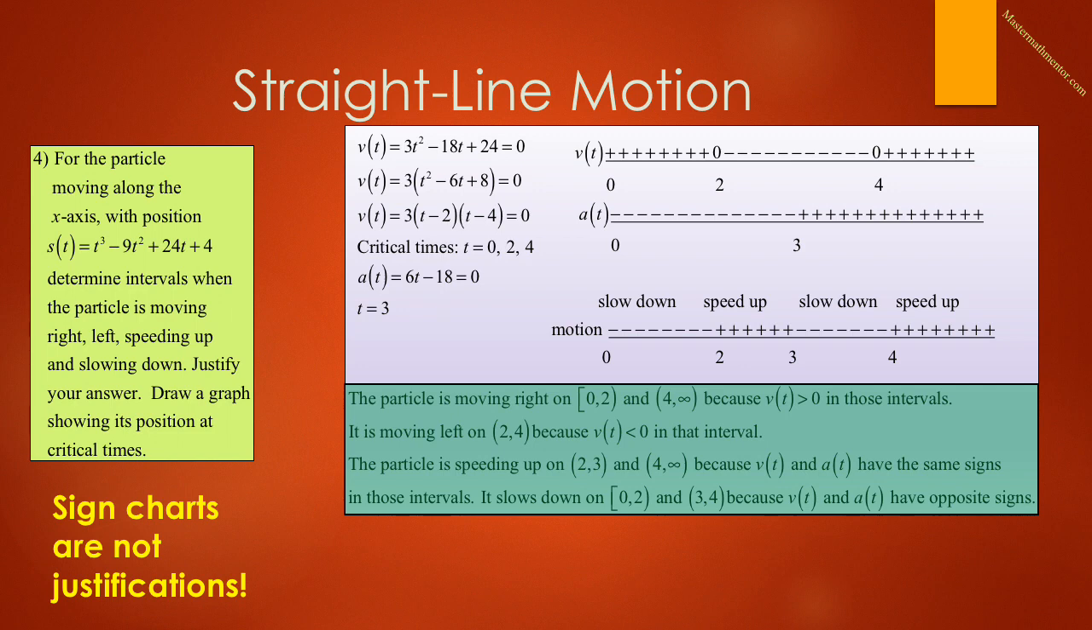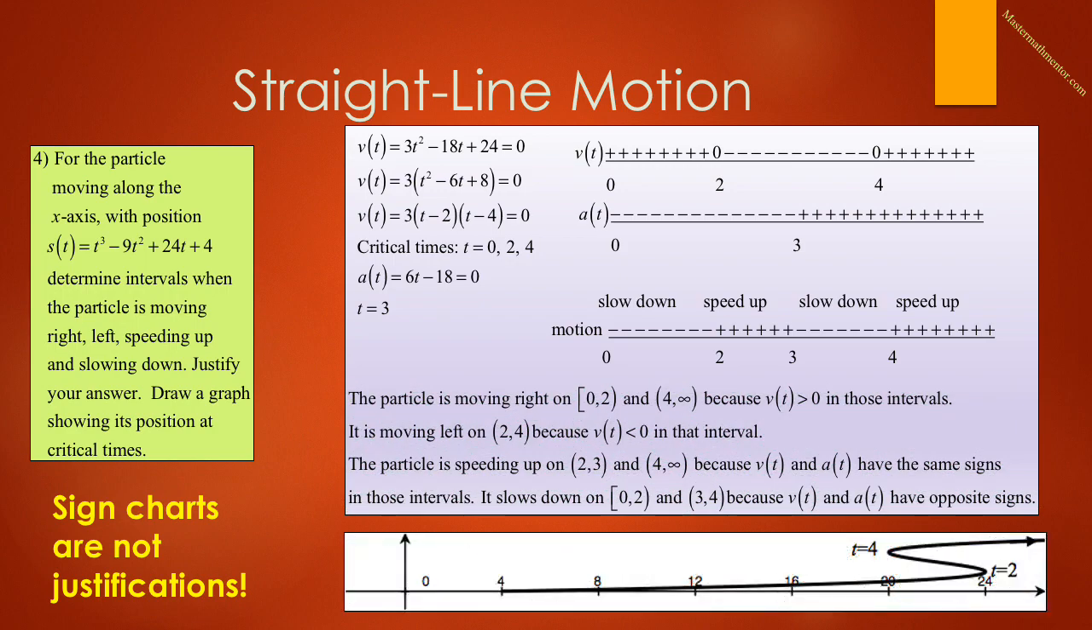The particle is moving right on the interval 0 to 2 and 4 to infinity because v of t is positive in those intervals. It is moving left on the interval 2 to 4 because v of t is negative in that interval. The particle is speeding up on the interval 2 to 3 and 4 to infinity because v of t and a of t have the same signs in those intervals. It slows down on the intervals 0 to 2 and 3 to 4 because v of t and a of t have opposite signs.